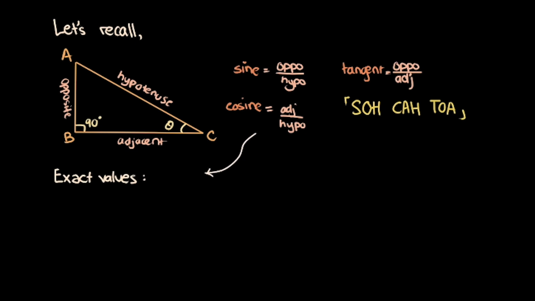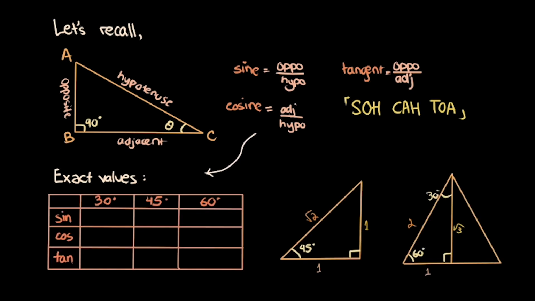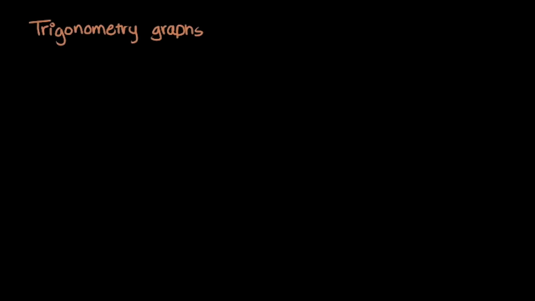There will be no need for a calculator. Using these triangles as references, we can calculate the individual values for 30 degrees, 45 degrees, and 60 degrees very easily. Pause the screen to take a look at the table. Moving on, we'll examine the graphs of the functions in question.